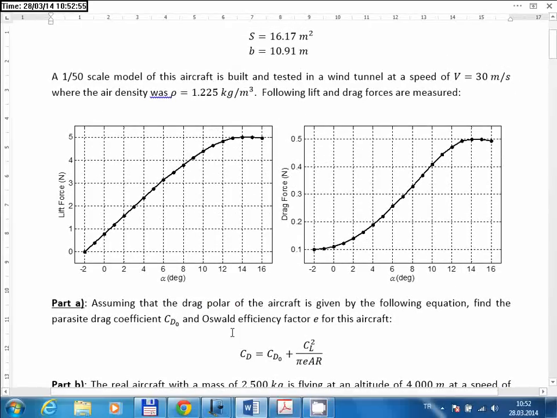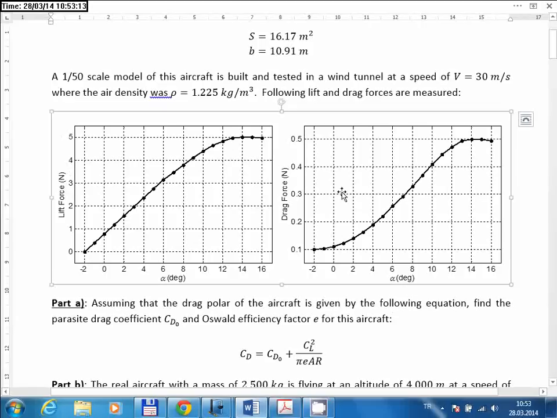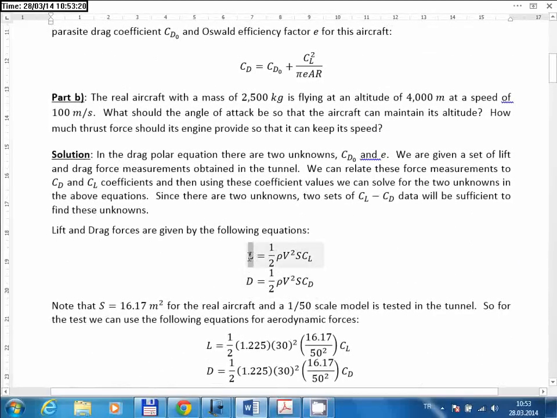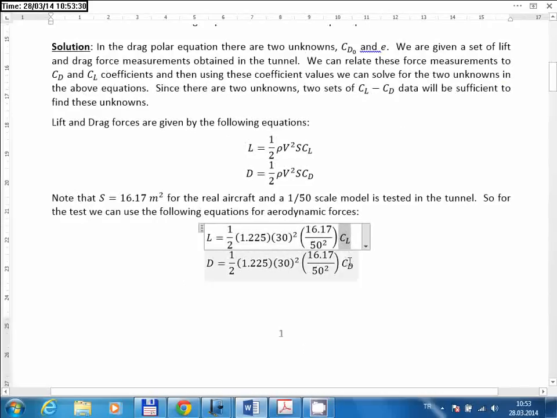Well, first, since these are obtained as dimensional forces, the first step should be to calculate the corresponding aerodynamic coefficients for these values. These are dimensional, these have the units of newtons directly. So from here, the first step should be to calculate the non-dimensional coefficients. And to calculate the non-dimensional coefficients, you'll be using these equations. So this is what you measured, and you should know the speed of the test and the air density. Now from here, you can calculate the lift and drag coefficients.